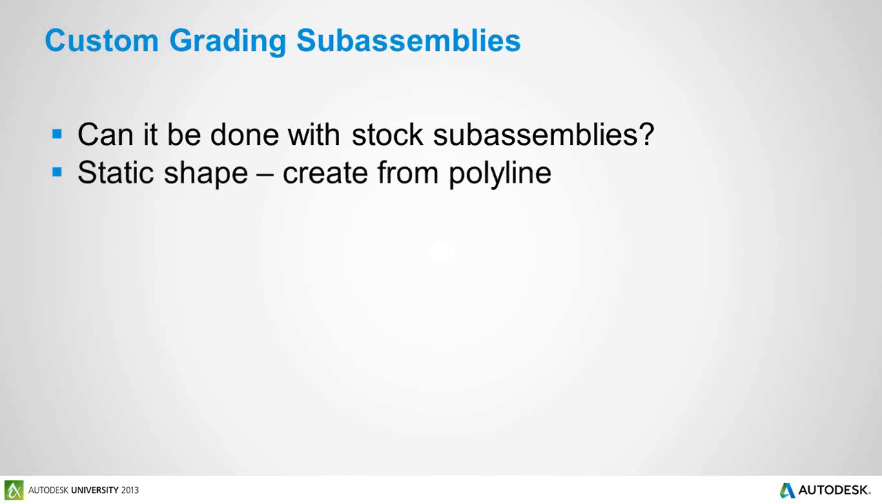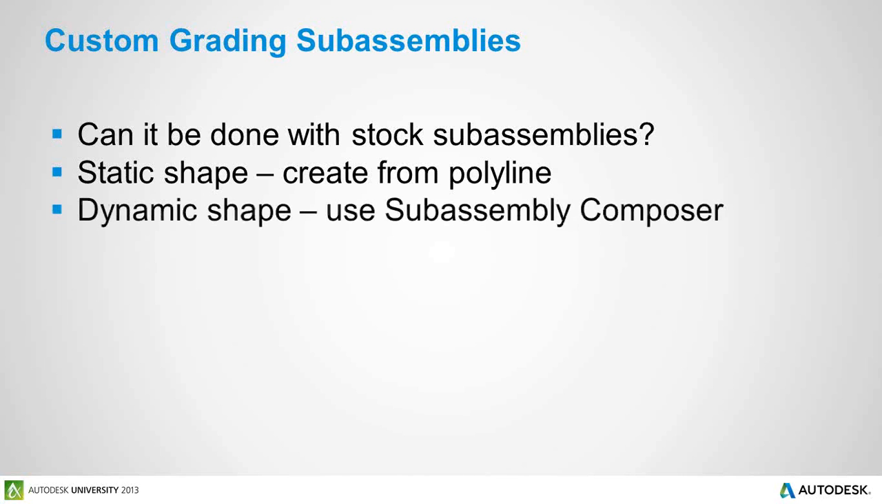So if you've got like a rolled curb subassembly that you need to create where it's always going to be the same width, the same sidewalk or whatever, you can create it just by drawing a closed polyline and defining that as a subassembly. If it's dynamic, then you need to use Subassembly Composer, which we'll take a look at.